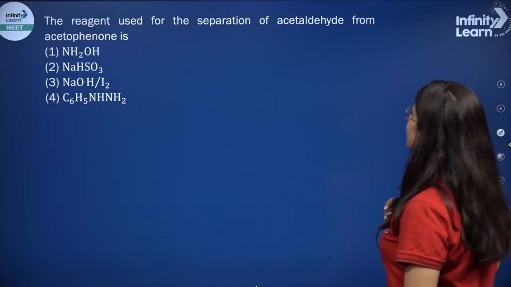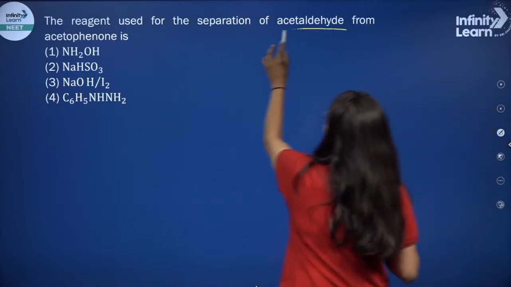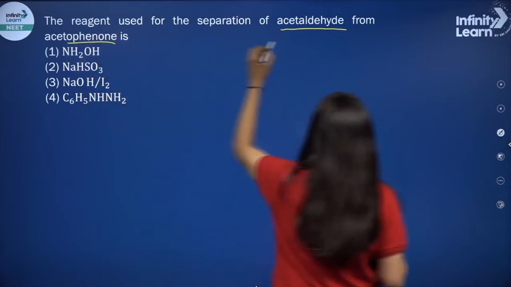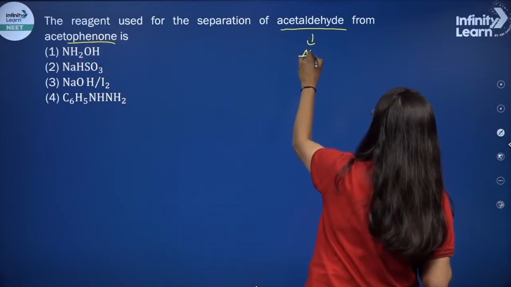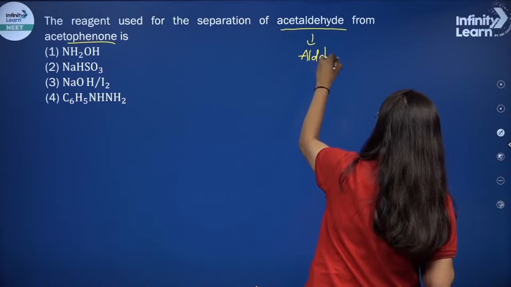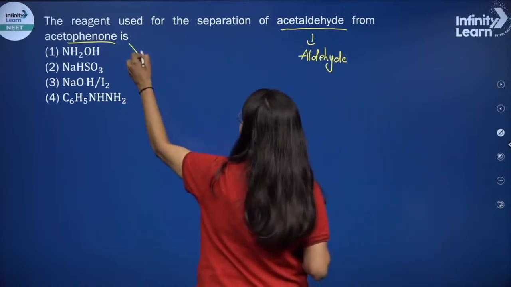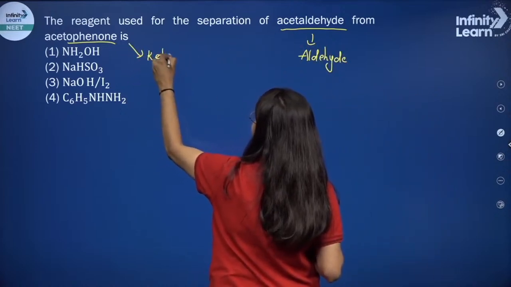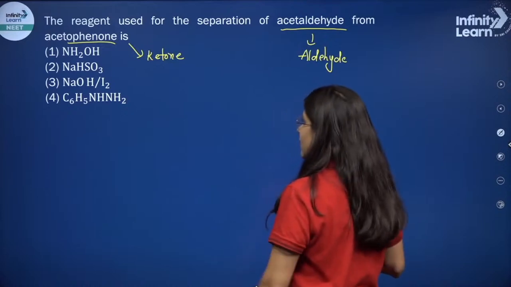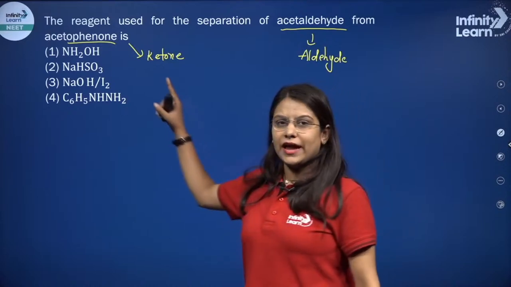Reagent used for the separation of acetaldehyde from acetophenone. Simple, direct, उन्होंने पूछा है कि आप aldehyde को ketone से कैसे separate कर सकते हो. Aldehyde, this is a ketone. Now how can you distinguish aldehyde from ketone? First NH2OH, ये क्या होता है, hydroxylamine.